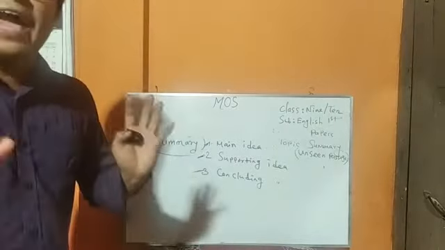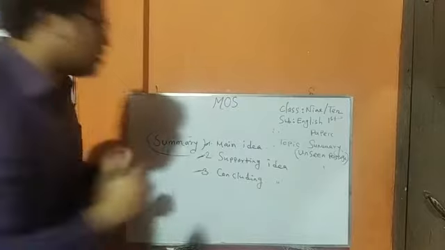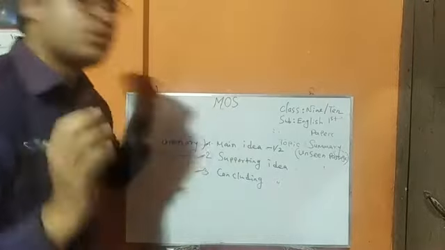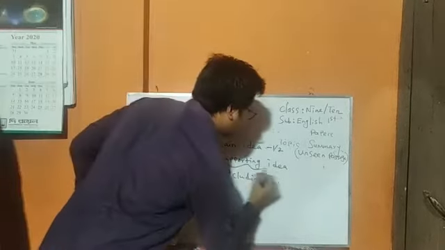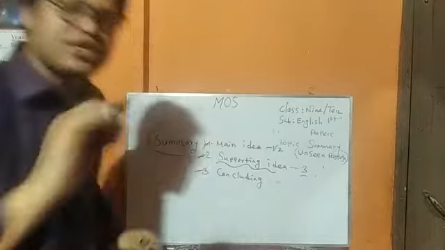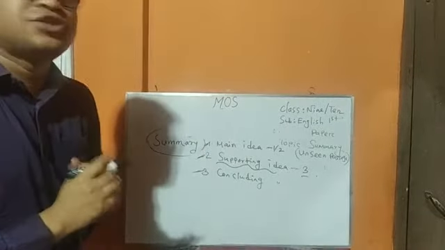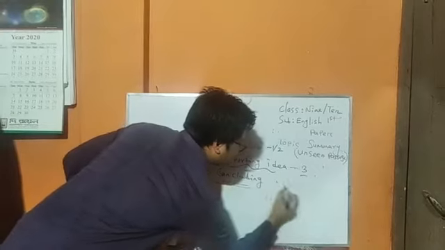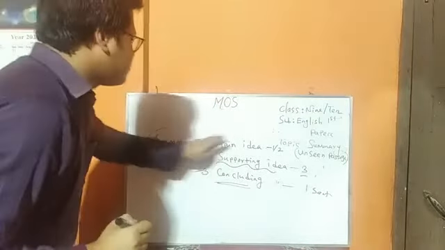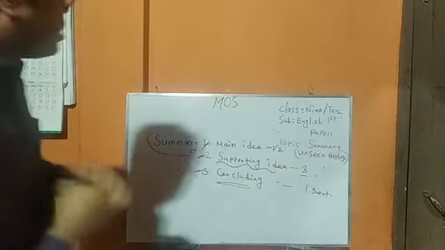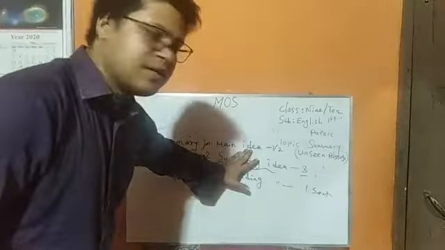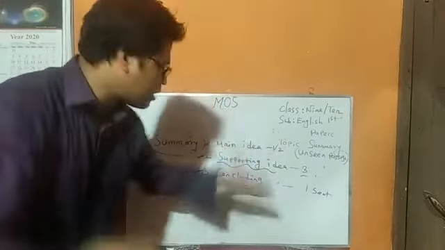Main idea. You have to express a main idea of this passage. It must be within 1 or 2 lines. And number 2, supporting idea. You just write here 3 lines, not 4 lines. You just write here 3 supporting ideas. And after that, the concluding idea, you just write 1 sentence. That means when we write a summary, then we just try to focus on 3 things. One is main idea, another is supporting idea, and third one is concluding idea.